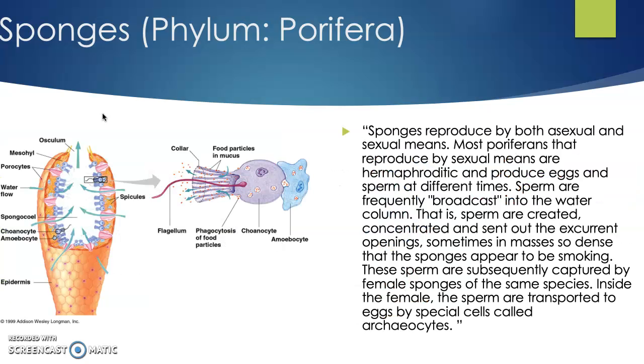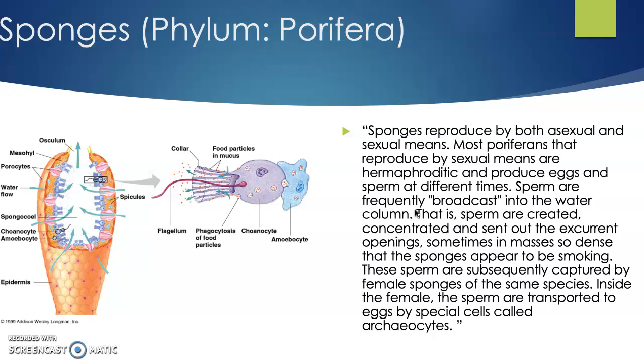This slide basically elaborates on everything that I have been saying, and I just want to start off from right here and state that the sperm are created and concentrated and sent out the excurrent openings, sometimes in masses so dense that the sponges appear to be smoking. These sperm are subsequently captured by female sponges of the same species. Inside the female, the sperm are transported to eggs by special cells called archaeocytes.